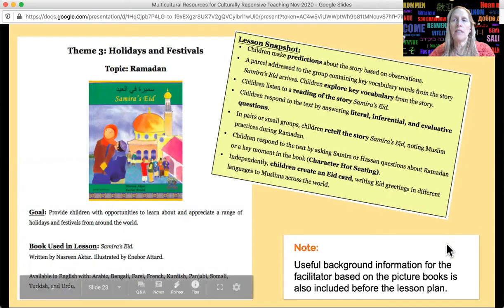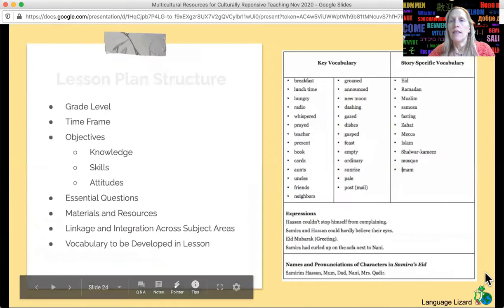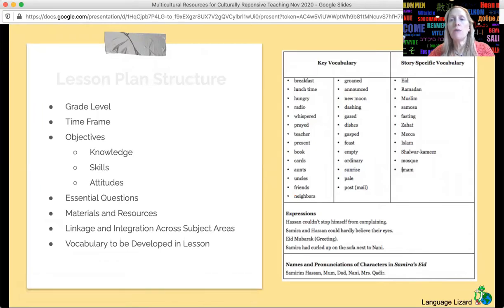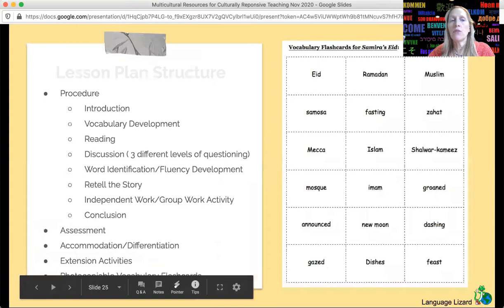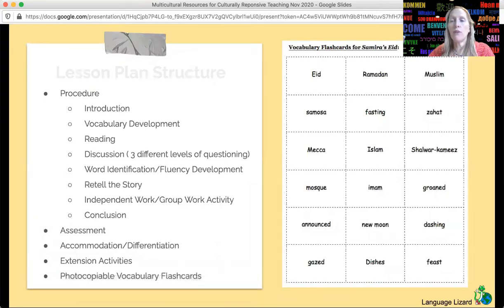The beginning of each lesson tells the goal of the lesson and shows a snapshot of what the students will be doing. It also provides useful background information for the facilitator about the book and or the holiday. The lesson plan structure is as follows. Each lesson plan includes objectives, essential questions, materials that will be used, how it links and integrates across subject areas, a list of vocabulary. It also looks at procedures, assessments, accommodations, and differentiation, and also flashcards.